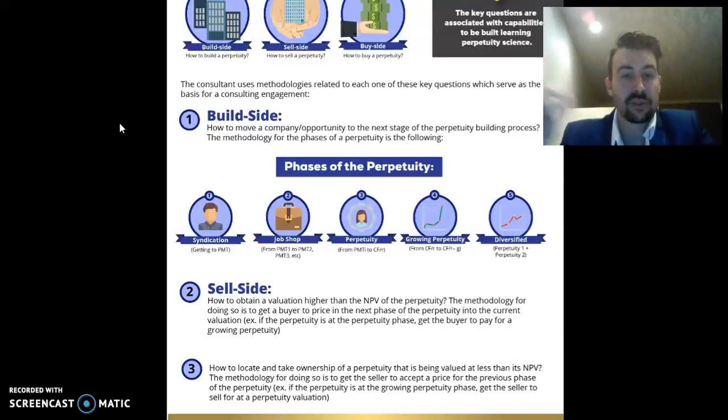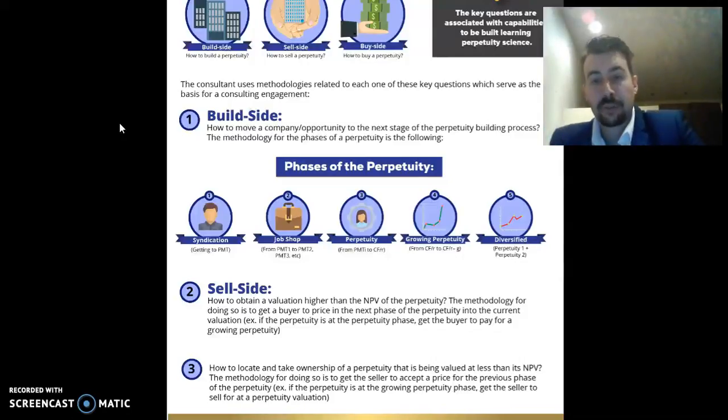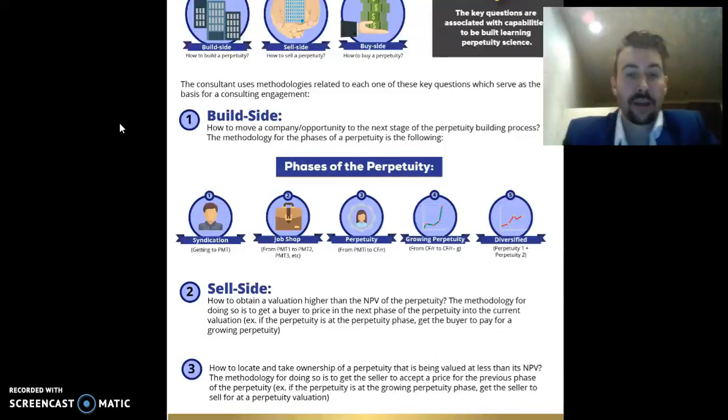So the methodology for doing so is to get a buyer to price in the next phase of the perpetuity into the current valuation. And this is really a part of salesmanship on behalf of the investment banker or M&A intermediary. And an example of this is if the perpetuity is at the perpetuity phase, get the buyer to pay for a growing perpetuity to price in that future growth into the current valuation.